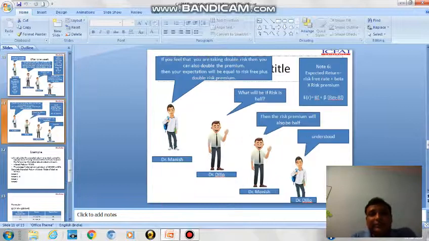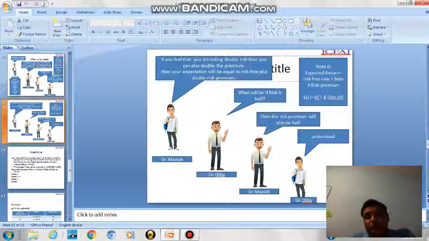Okay, in our next slide, Dr. Manish assured Dr. Dilip, if you feel that you are taking double risk, then you can also double the premium. Then your expectation will be equal to the risk-free rate plus double risk premium. As per Dr. Manish, if any asset is double risky compared to the market, you can expect double premium.